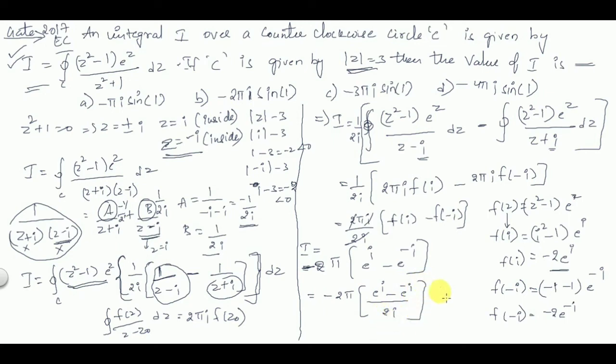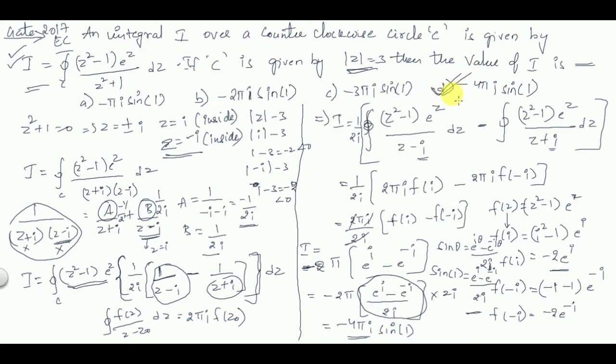I'm dividing with 2i and multiplying with 2i, so this will become minus 4 pi i into, what is this? Sine 1, because we have sine theta is equal to (e power i theta minus e power minus i theta) divided by 2i. So for sine of 1, theta is equal to 1, if you substitute you'll get (e power i minus e power minus i) by 2i. So this total is sine 1. So your answer will be minus 4 pi i into sine 1. So option D is correct.